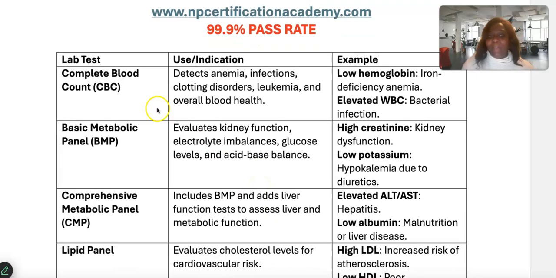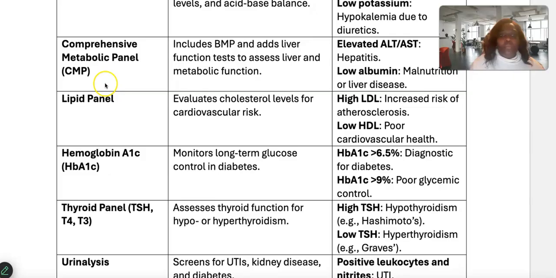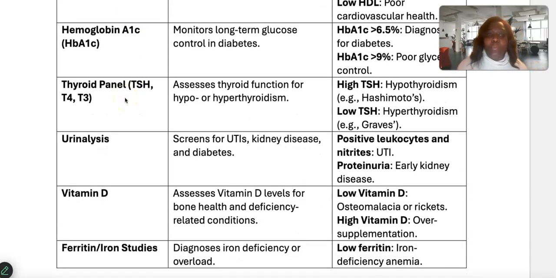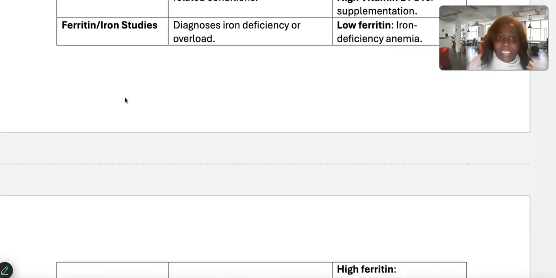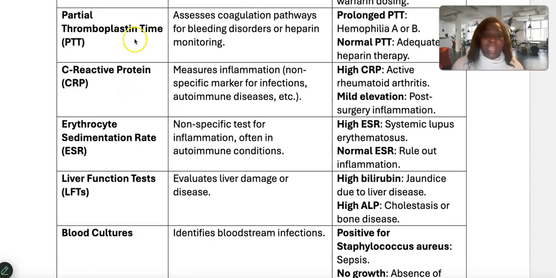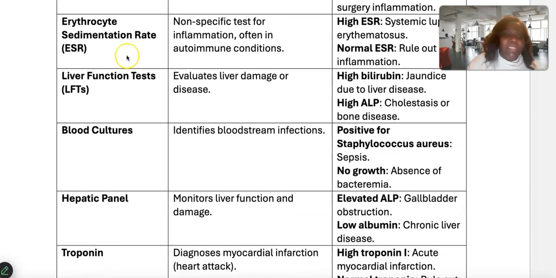So don't forget, we have the CBC, that is complete blood count. We have the BMP. We have the comprehensive metabolic panel. We have the lipid panel. We have the hemoglobin A1C, thyroid panel, urinalysis, vitamin D, ferritin, our iron studies. We have prothrombin time. We have partial thromboplastin time. We have the C-reactive protein, the erythrocyte sedimentation rate.